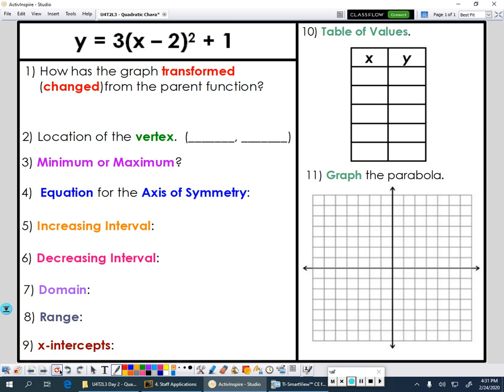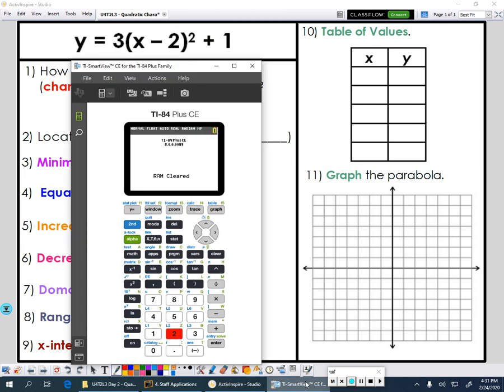So in order to create a table, I'm going to start with my calculator here. And I'm going to go to my y equals function, and I'm going to type in this equation exactly the way it looks. So 3, parentheses, x minus 2, close my parentheses, squared, plus 1.